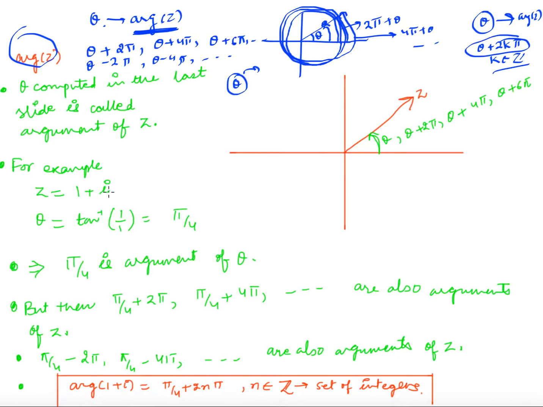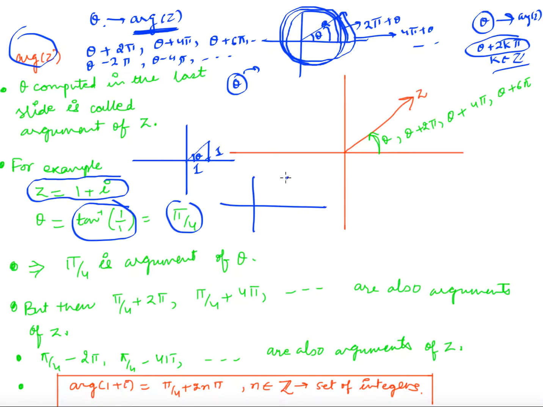For example, if I have this number 1 plus iota, what will be the argument for this number? We are in the first quadrant, so we have this one length here and one here, so this is our theta, right? So theta will be tan inverse of 1 upon 1, so that is pi by 4. So I can represent this point 1 plus iota, so this is my pi by 4, 45 degrees, right? But again I can make one round and again come back, so it is also pi by 4 plus 2 pi and so on, right?